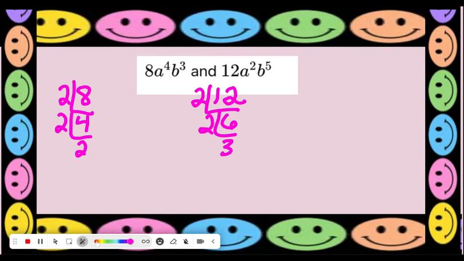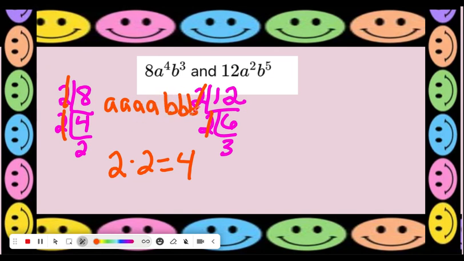Okay, so now we match, write it down once. Match, write it down once. 2 times 2 is 4, so we have a whole number. Here we have 4 a's, 1, 2, 3, 4, and 3 b's, 1, 2, 3. On the right-hand side, we have 2 a's and 5 b's, 1, 2, 3, 4, 5.